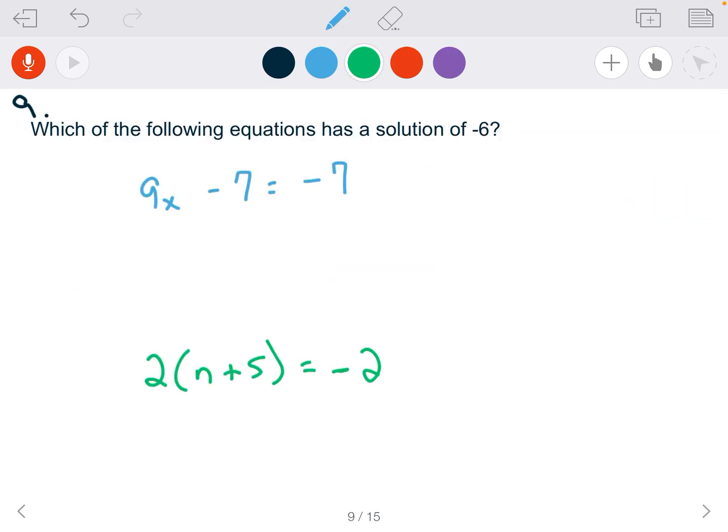Number 9, which of the following equations has a solution of -6? Again, you've been given 4 examples. You need to solve each one and find which one has -6 as an answer.